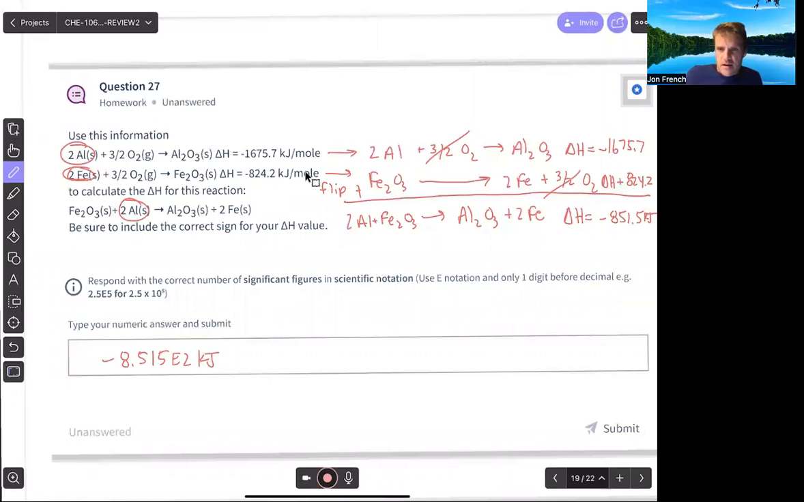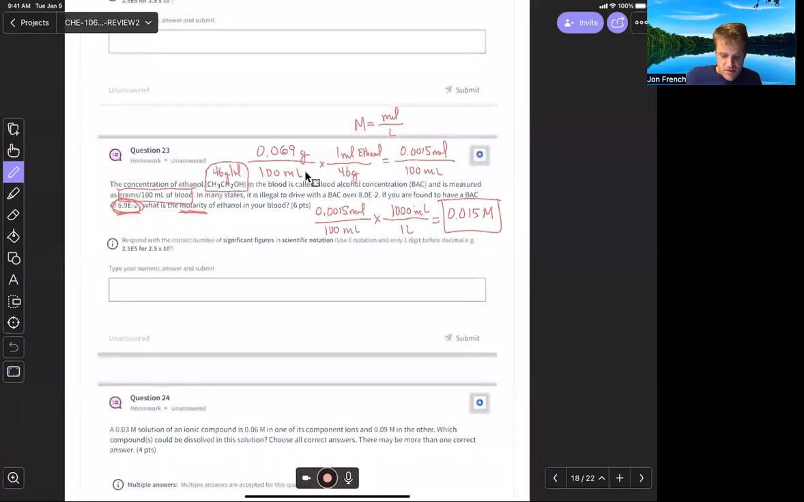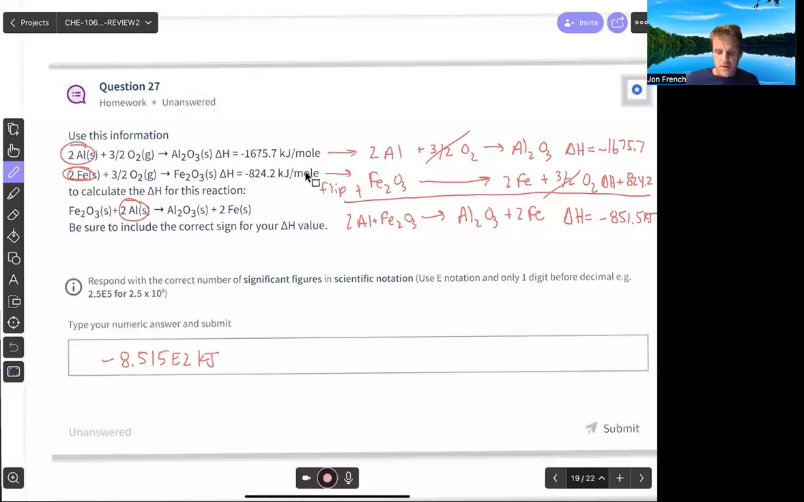And then, yeah, the ionic compound question is easy. We can jump through that really quick. Sorry, were you all set with the Hess's law question? I'll take that as a yes.